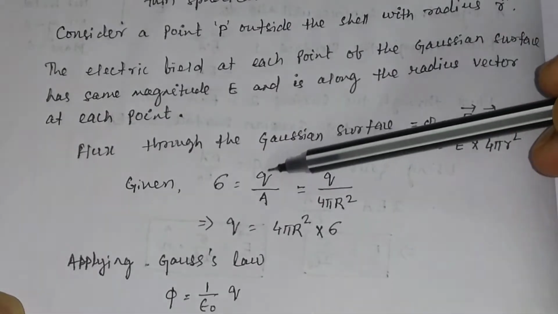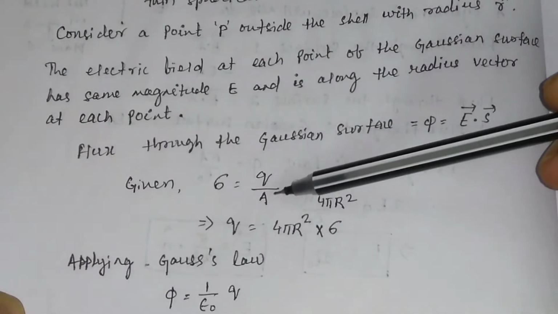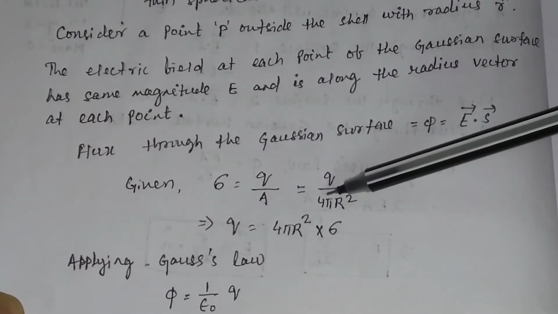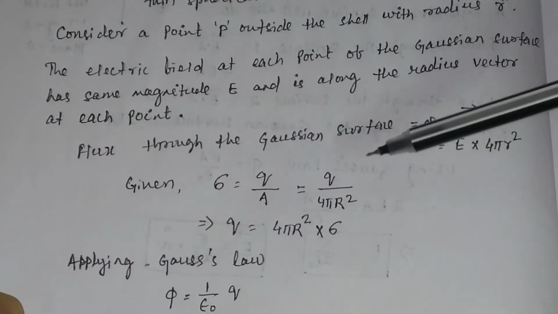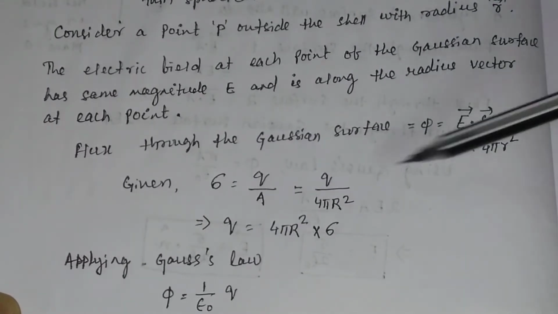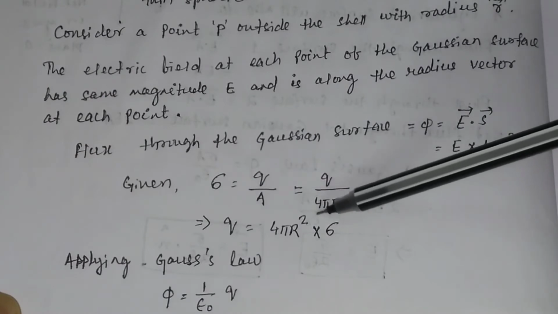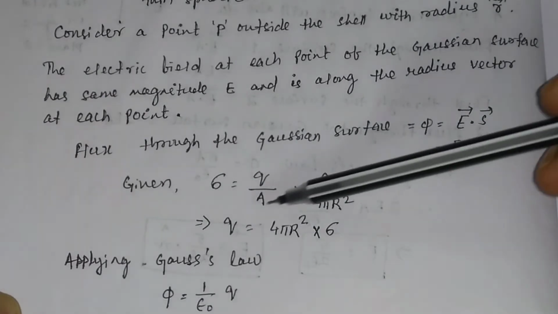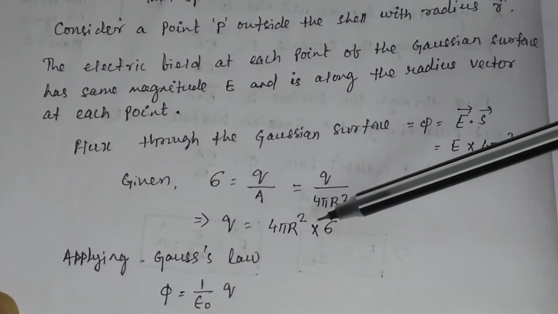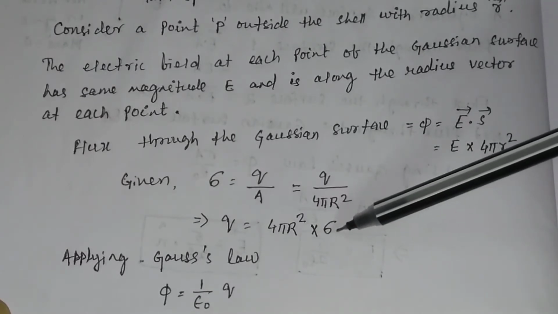And sigma is equal to Q by A, so Q divided by the area of the spherical shell, which is 4 pi R square. This is the area of the Gaussian sphere, and this is the area of the hollow sphere or the spherical shell. So Q will be equal to 4 pi R square into sigma.